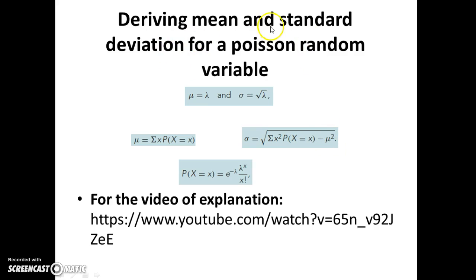So how do I derive the mean and standard deviation for a Poisson random variable? I do exactly the same thing. This is the formula for the mean. This is the formula for the standard deviation. And for a Poisson random variable, this is the probability formula, and I just plug this in here. Then after I do all the math, all the simplification, I find that mu is lambda and sigma, the standard deviation, is the square root of lambda.